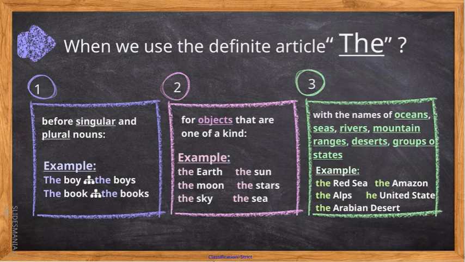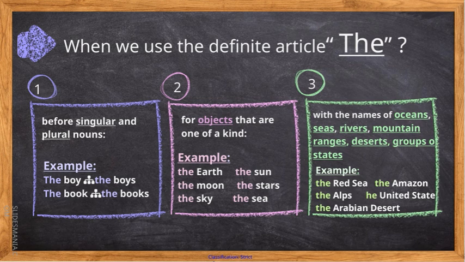Now, let's look at some examples of using the word the with geographical features and groups of states. Here we see the Red Sea and the Amazon, which are specific bodies of water. Similarly, the Alps refers to a particular mountain range, and the United States points to a specific group of states. We also have the Arabian Desert, which is a well-known desert. Notice that when we talk about unique objects or specific regions, we usually use the.